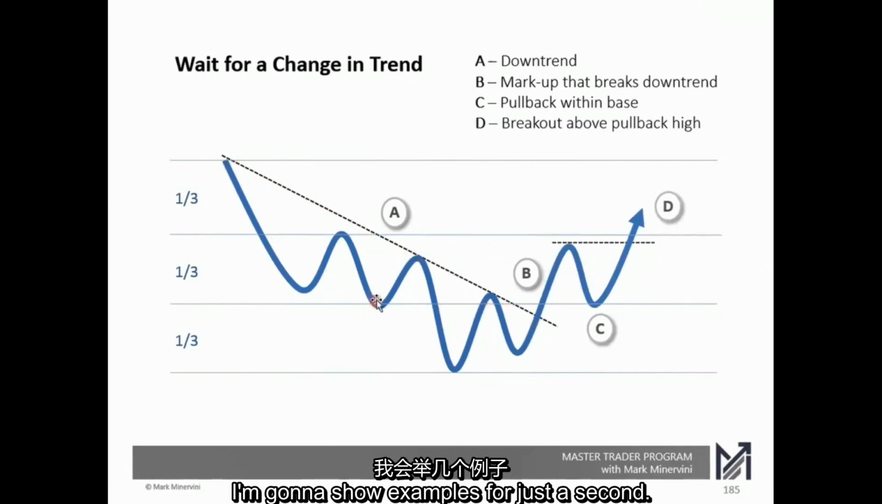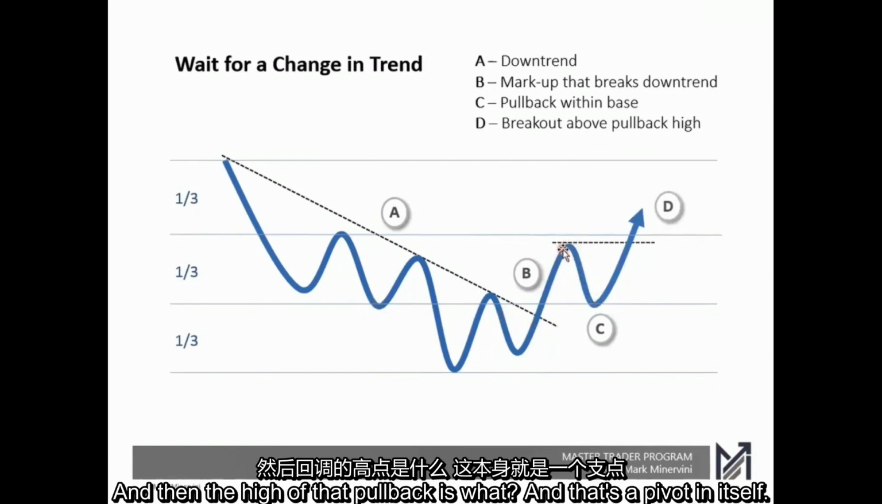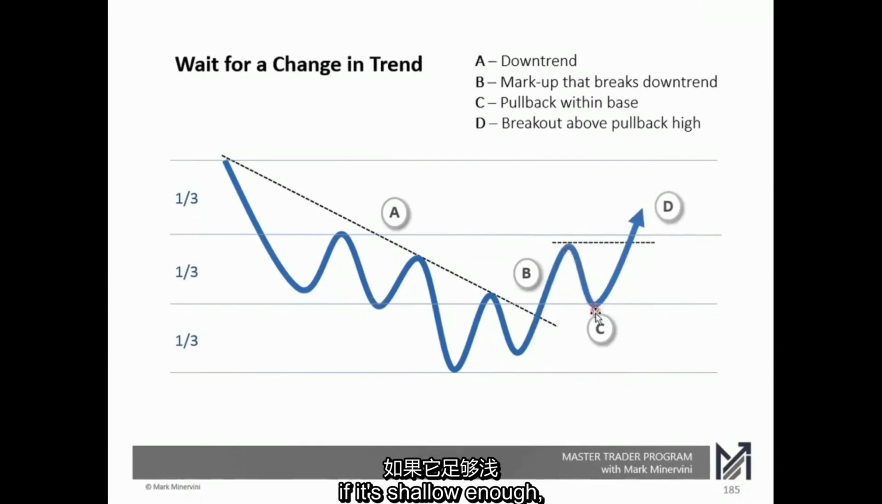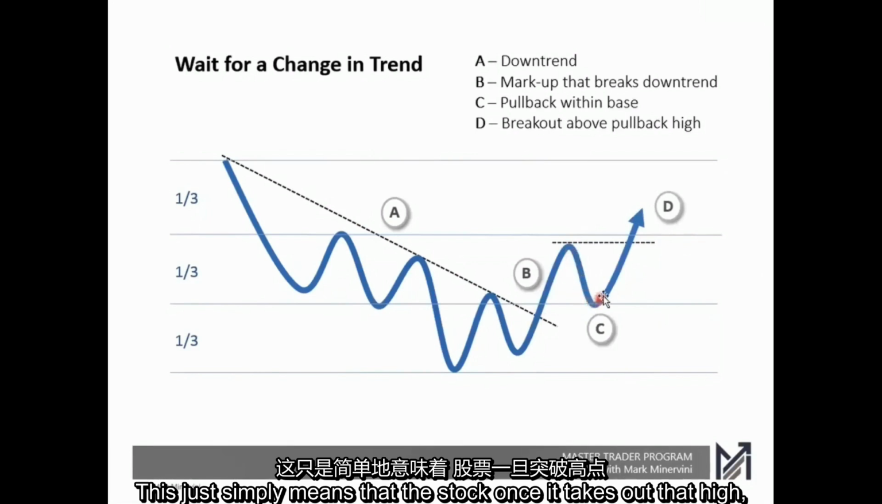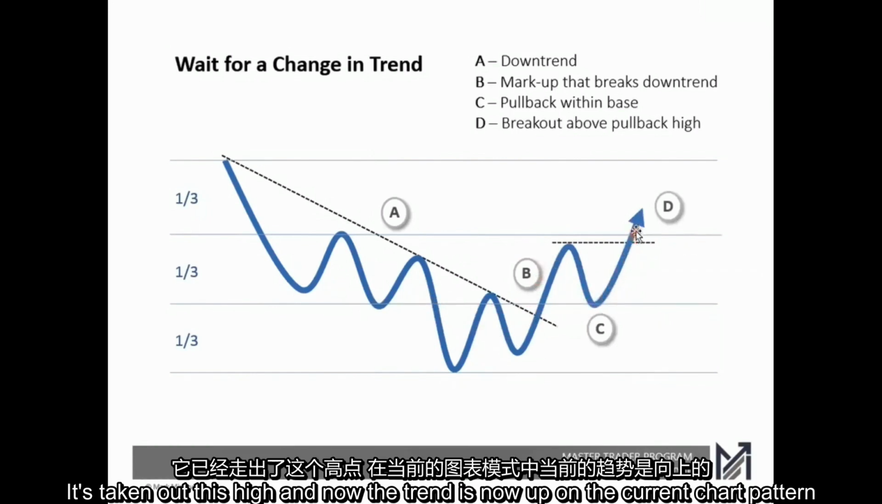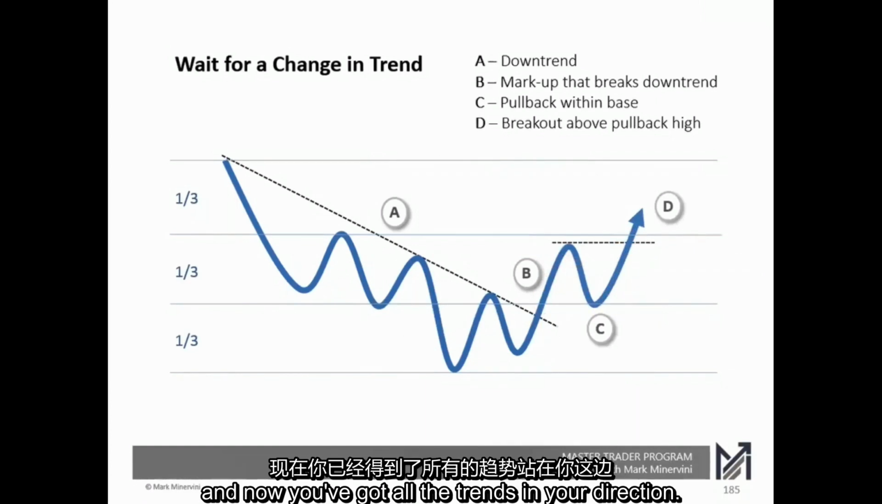All right, and I'm going to show you examples in just a second. You break the downtrend, then you pull back, and then the high of that pullback is a pivot in itself. And depending on how deep this pullback is, if it's shallow enough and there's enough symmetry, well, then this would be a buy point. But this is what we call the turn. And this simply means that once the stock takes out that high, it's now made higher lows, and it's taken out this high, and now the trend is up on the current chart pattern, and you've got all the trends in your direction.